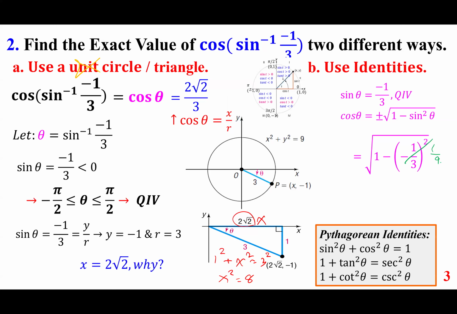You get 8 over 9. And the square root of 8 over 9, the bottom comes out as 3. Square root of 8 is 2 square root of 2. And that's exactly the same answer.